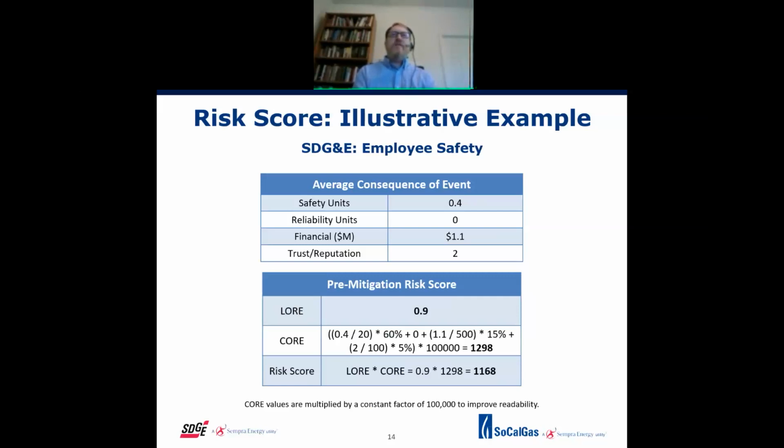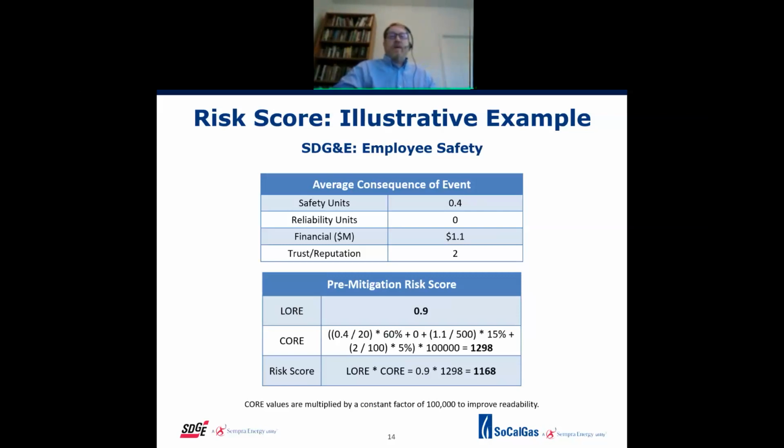So using the inputs from above, the 0.4, if you remember back to the previous slide, the range for health and safety goes to 20. So you divide the 0.4 by the 20. And that shows you how far into that range you're going. Then the weighting for health and safety is 60%. So you multiply the 0.4 divided by 20 by 60%. And that gives you the health component of the core score. Because there's no reliability, we just put in a 0, but in reality, it's 0 divided by 1 times 20%. But for this, we're just showing that it's a 0.